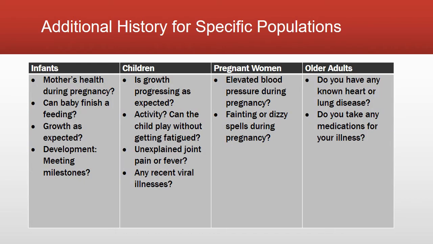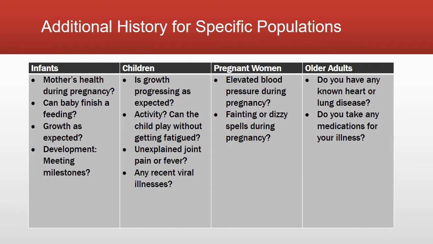Additional history for specific populations. When it comes to infants, we want to know what the mother's health was like during pregnancy. If the mother had any disease processes or was on any medications that could have caused heart problems or development problems with the fetus, we want to know that.